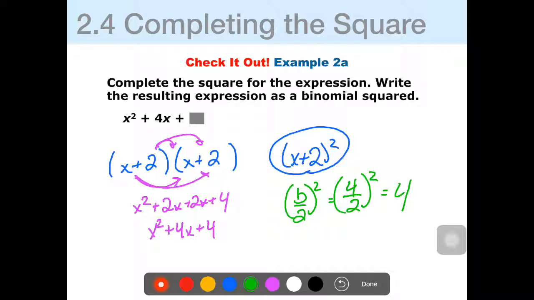The binomial squared that you should end up with is x plus 2 squared. That's this right there. And again, I showed how you could think through it using factoring that you've already done, and also using the rule that your book gave you.